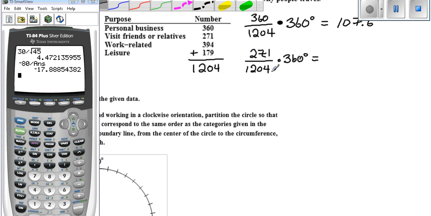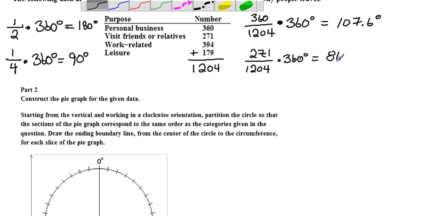If I take 271 and divide it by 1204 and multiply that by 360, I just wanted to show you how I put this on my calculator. I would take 271 and divide it by 1204, and press enter. Then on most calculators we have at this point, if you just say multiply, it takes the previous answer and multiplies it times whatever you'd like, so times 360. At this point, we find out that that is going to be 81.3 degrees.